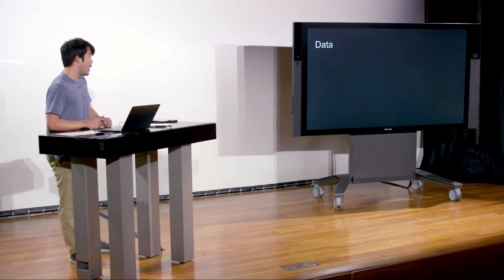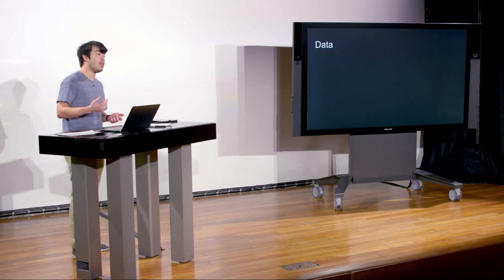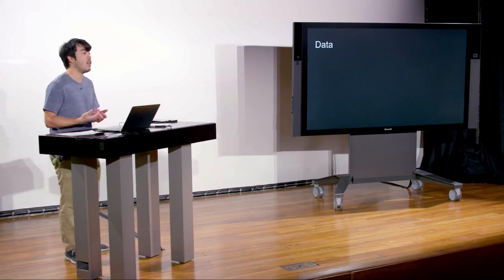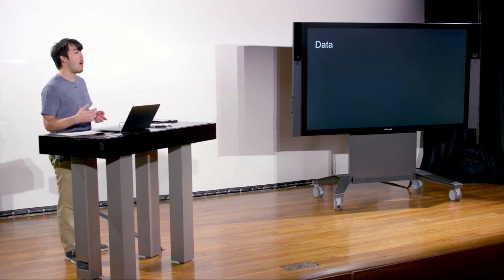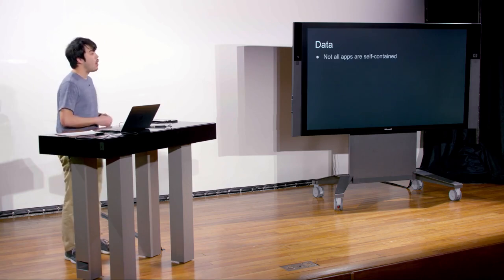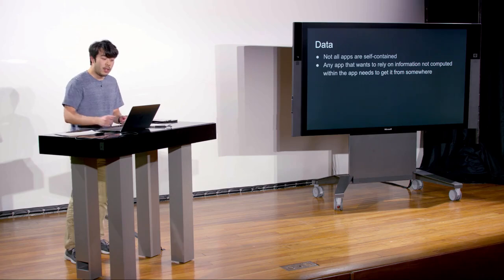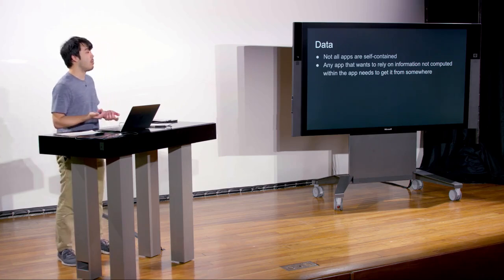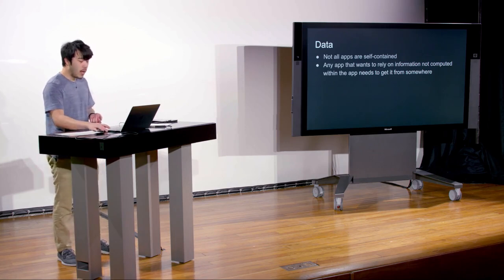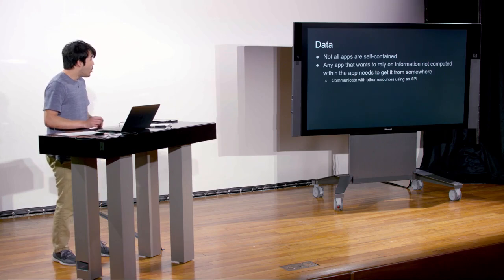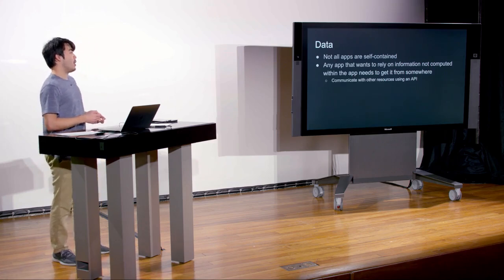In this lecture, we'll be talking about data. Up until this point, all of the applications that we've been doing in class have been self-contained, where all of the data that we need for the app is either generated within the app or created during the time of the app. But not all apps are self-contained. Any app that wants to rely on information not computed within the app itself needs to get it from somewhere. And where can we get it from, or how do we go about getting that data? Well, we end up communicating with other resources using an API.